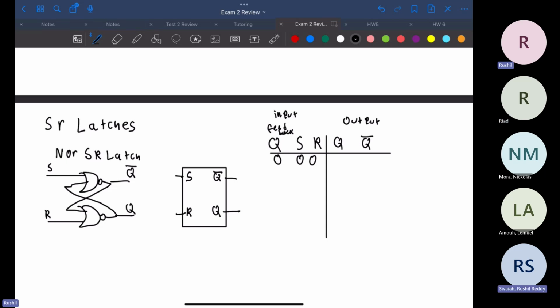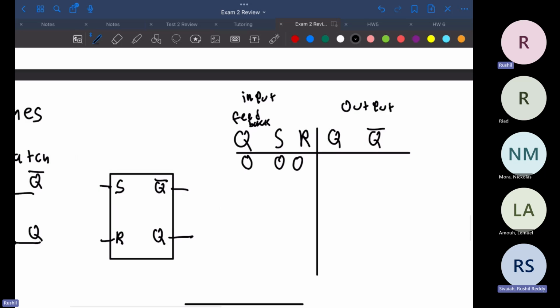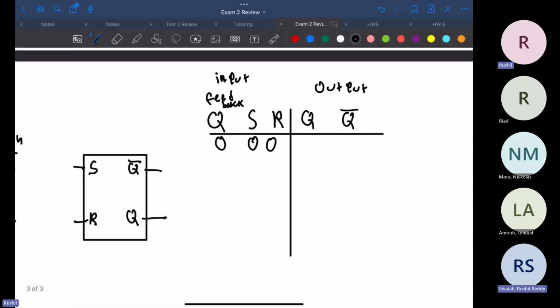So I'm gonna go back. For this truth table, since it's 3 bits, we're gonna have 2 to the power of 3, which is a lot. Actually, not that many.